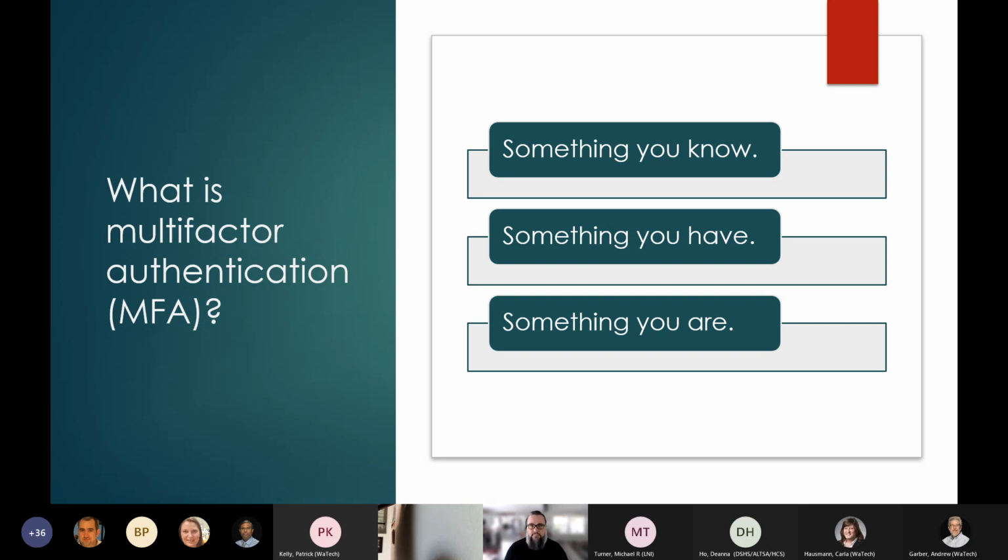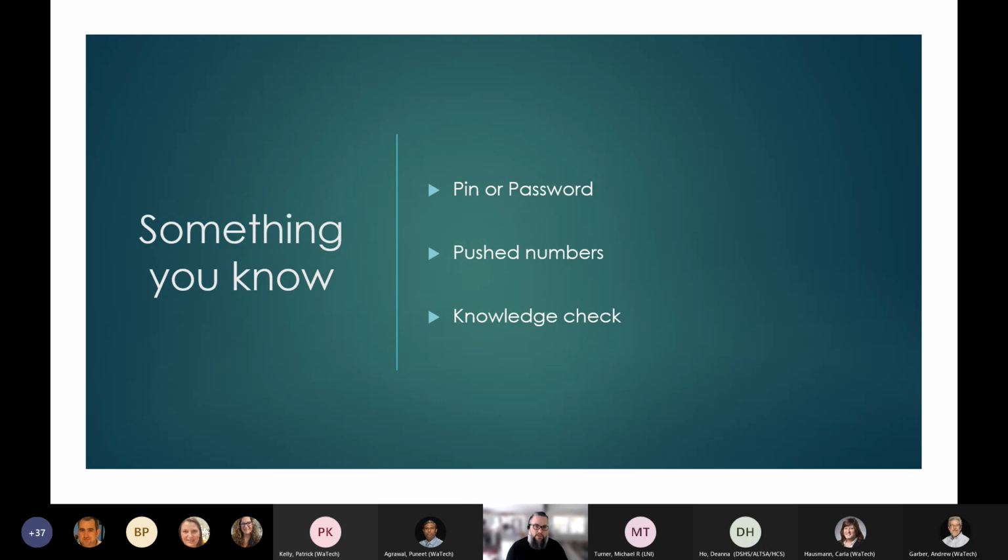Lately, I've seen some people toss out a fourth factor, being location. Traditionally, these are the three. I'll leave the fourth one up for internet folks to decide whether that's official or not. So I'll dive in a little bit into what each one is. Starting with something you know, what are some examples there?